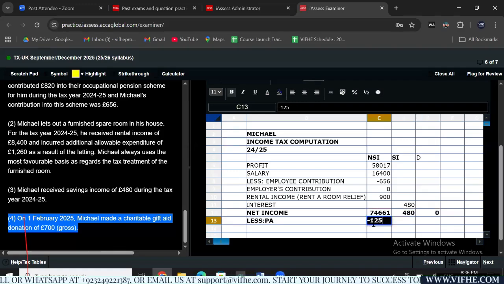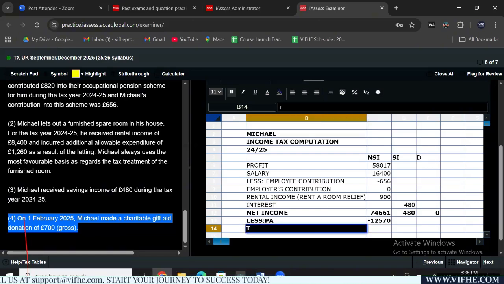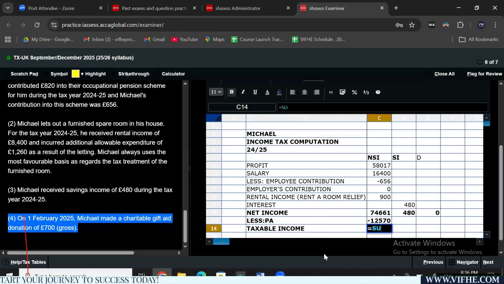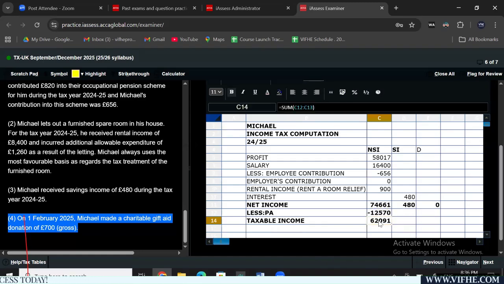I know that personal allowance is completely available and it is preferably deducted against non-savings income column. Okay, after deducting 12570, we'll be able to come to know what the taxable amount for this individual for the tax year 24-25 will be. So for non-savings, that's going to be 62091. For savings, sorry, it's going to be 480. For dividends, that's obviously 0. If I don't make the column for dividend, that's perfectly fine because it does not contain anything at all.